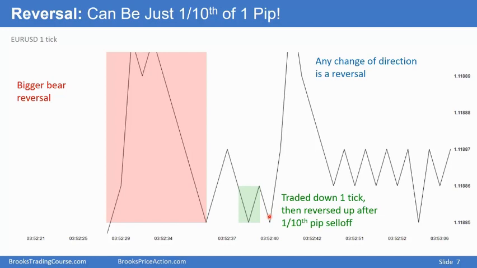Even though it's only 1/10 of a pip, if you look at the prices, it's only 1/10 of a pip. The market went up 1/10 of a pip, and then it went down 1/10 of a pip. It reversed from up to down, and then repeatedly reversed through here. But every one of these changes in direction is a reversal.